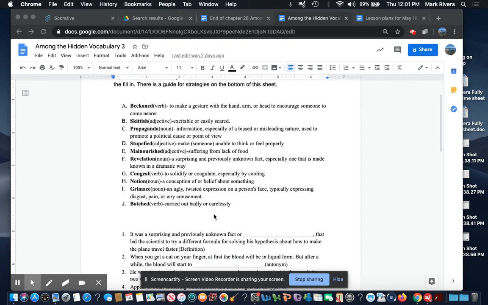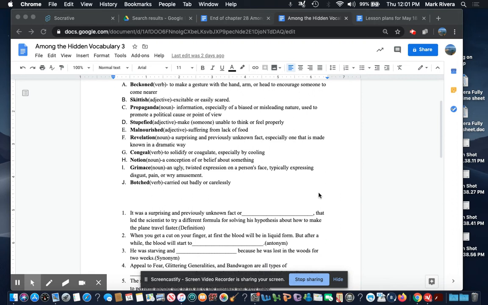Okay, the next word is propaganda, which you should be familiar with. It's information, especially of a biased or misleading nature, used to promote a political cause or point of view. Again, propaganda refers to techniques that people use to get you to take their side in some way, right? So I want to make you believe what I believe, or I want you to do something. So I'm going to give you information that encourages you to believe the same way that I do. That's what propaganda is.